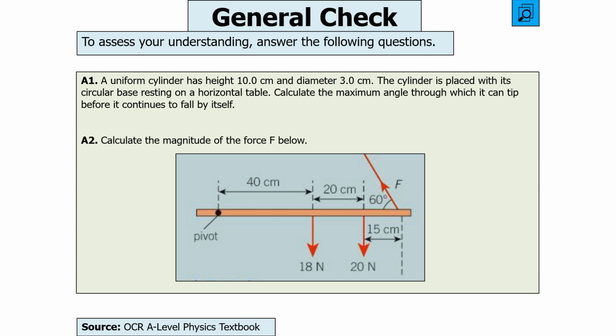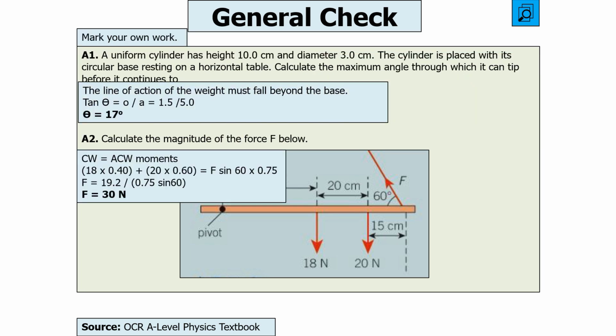The next question says, a uniform cylinder has a height of 10 centimeters and a diameter of 3 centimeters. The cylinder is placed with its circular base resting on a horizontal table. Calculate the maximum angle at which it can tip before it continues to fall on itself. Then calculate the magnitude of the forces below. So pause the video now, then unpause the video when you want to go through your answers.